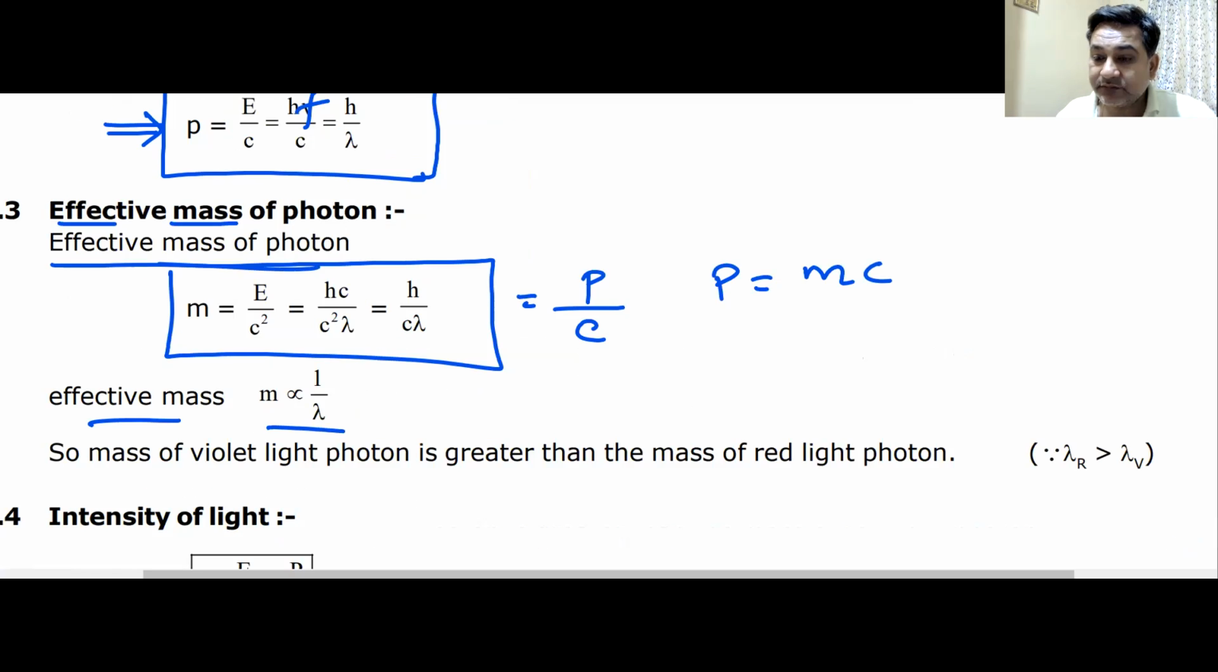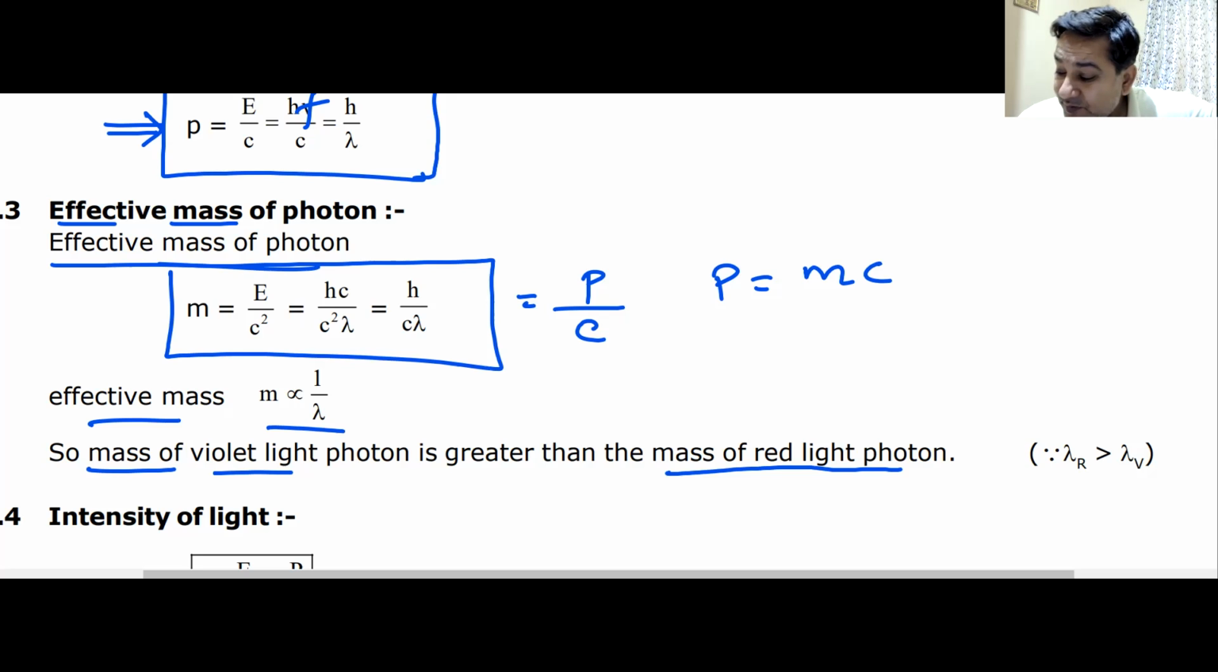Here comes a theoretical question. Mass of violet photon and mass of the red photon. Which mass will be more, the violet one or the red one? Red one. Wrong answer, dear. Oh, you said red one? Yes. Why red one? It has more wavelength compared to violet.